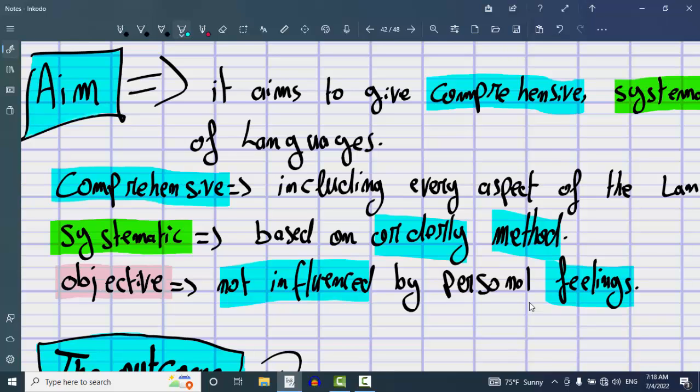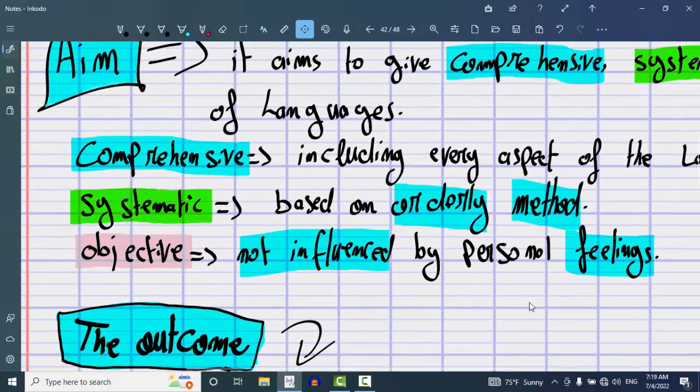So the descriptivists try to be objective. So these three are the main objectives of the descriptive approach: to be comprehensive, to be systematic, and to be objective in the description of a language. So this has an outcome.